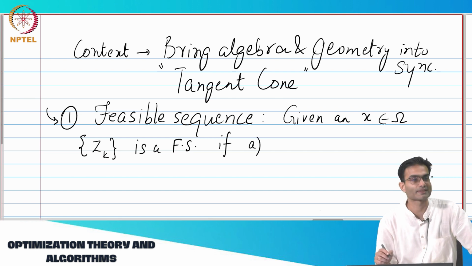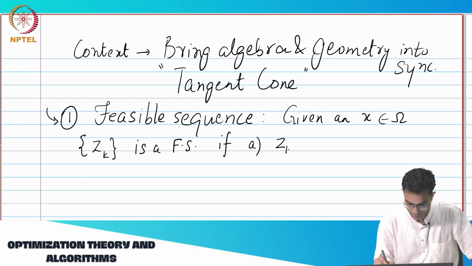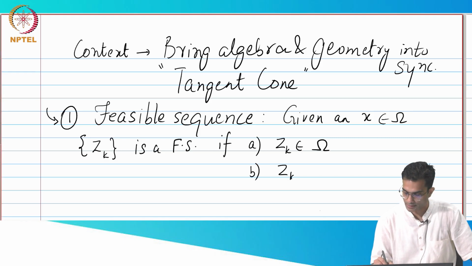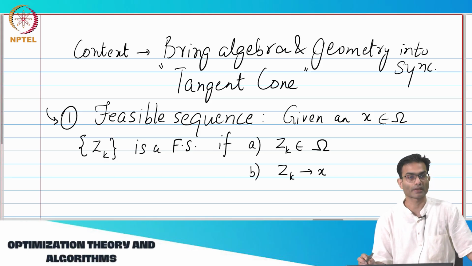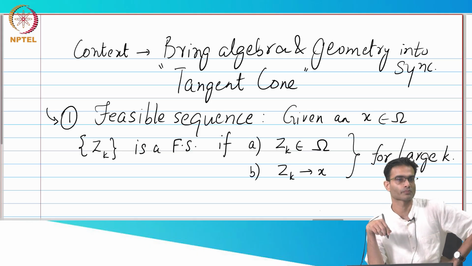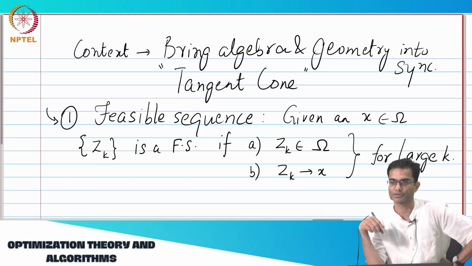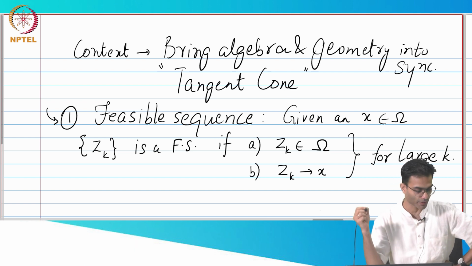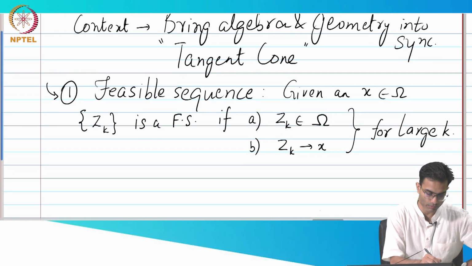Okay, if two things happen. First is that zk belongs to the feasible set. The second is zk tends to this point x, but there is a small relaxation. We say this for large k. Okay, so this is the idea of a feasible sequence. So what is it saying? To define a feasible sequence, I first need you to tell me what is the point x.